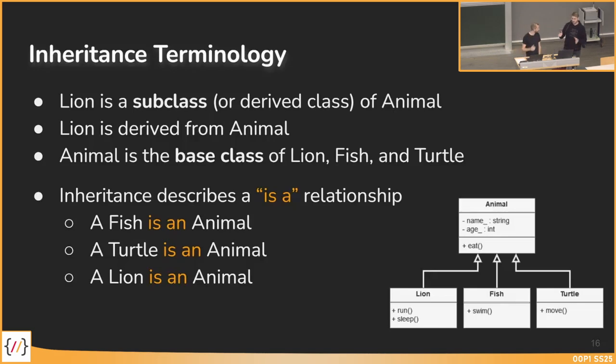And also the other way around. So each animal is not directly a lion or a fish or a turtle, for example. It's only in one way. So every animal is not a fish or a turtle, of course. It's only one way.